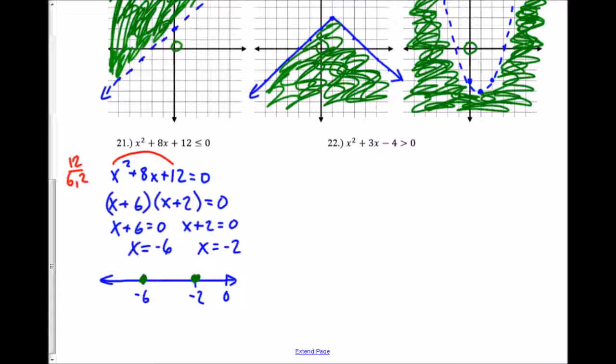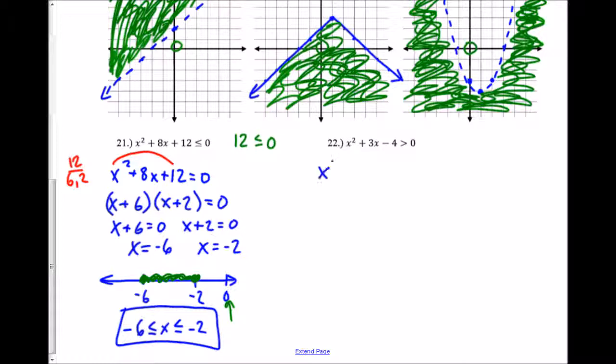And if I plug a 0 in, I get a 12 over here, is less than or equal to 0, which is false. So since this point right here didn't work, and that point's on the outside, instead of shading the outside, I shade the inside. Okay, so I shade everything in between. And what that means is I have an and inequality, which looks like this. Negative 6 is less than or equal to x, less than or equal to a negative 2. And that's my answer. Okay? So I use the graph to write the inequality, not the other way around.